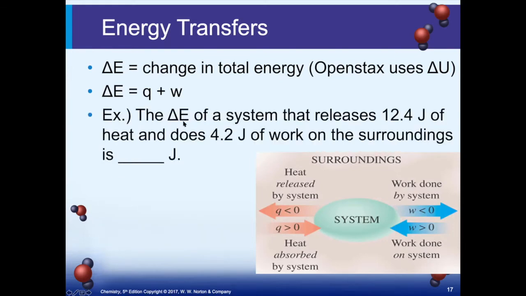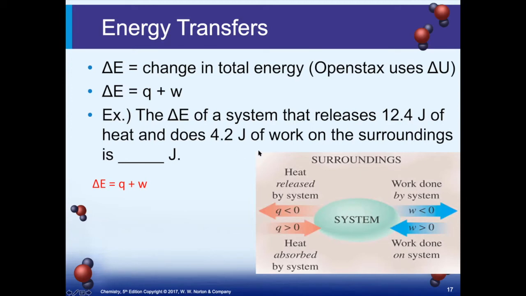Okay, so here it is. In this example, we want to calculate the delta E, the total change in energy of a system. So the delta E of a system that releases 12.4 joules of heat and does 4.2 joules of work on the surroundings is blank. Okay, so we're going to start with this equation, right? The total change in energy is Q plus W. And as I said, it really is just a matter of deciding if this is a negative 12.4 or a positive 12.4. And is this a negative 4.2 or a positive 4.2?